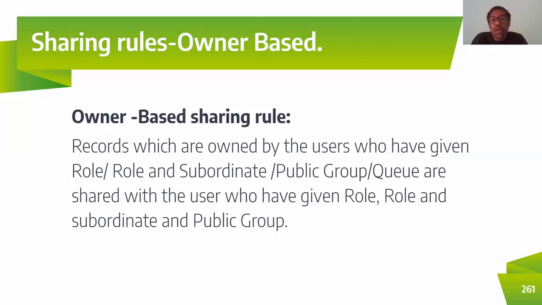So the users who have been given role and subordinate and public group, the owner is going to give it. This is what we call owner-based sharing rule. Whoever is the owner of the record will give the sharing rule to the role and subordinate, public group or queue, right?